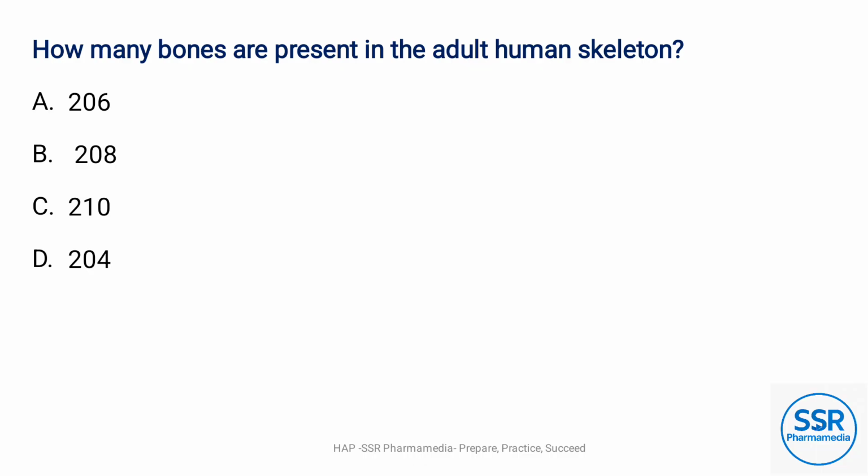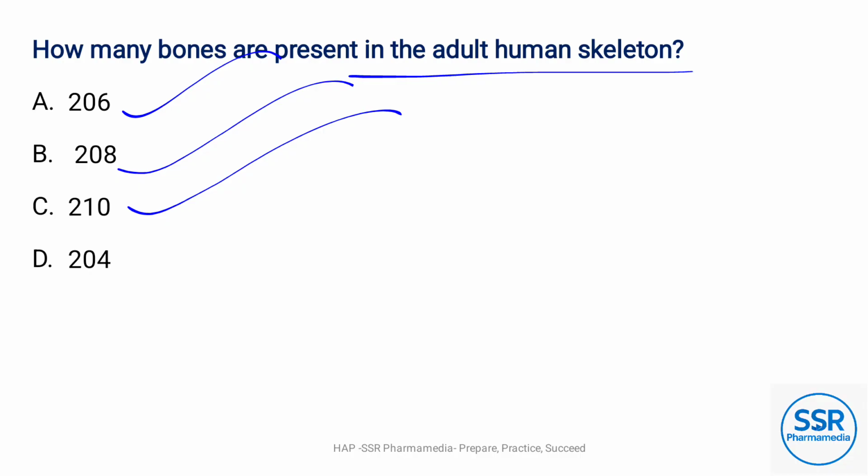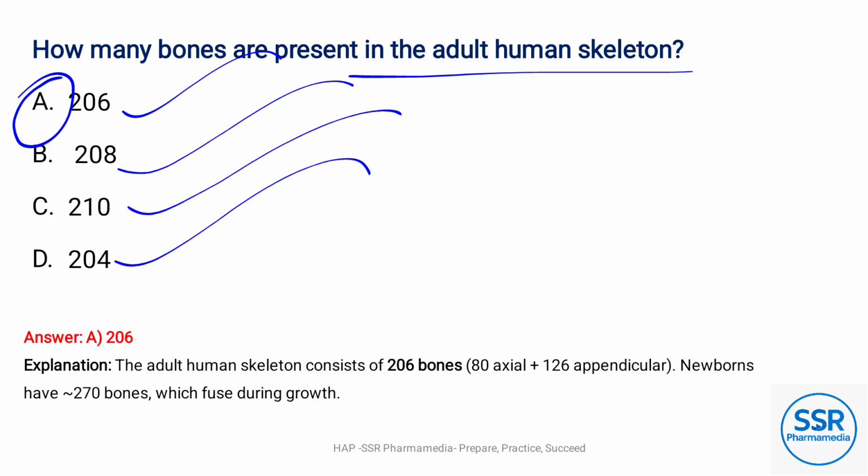First question: how many bones are present in the adult human skeleton? Option A 206, option B 208, option C 210, option D 204. So, the answer is option A, 206. The adult human skeleton consists of 206 bones. Of these, 80 bones are axial and 126 are appendicular. Newborns have 270 bones, which fuse during growth and become 206.